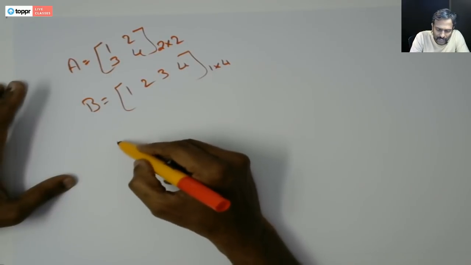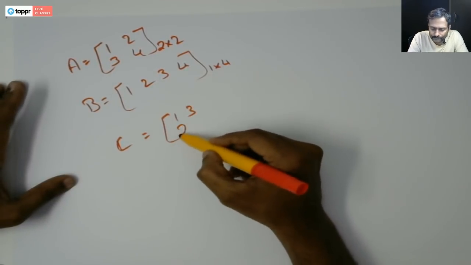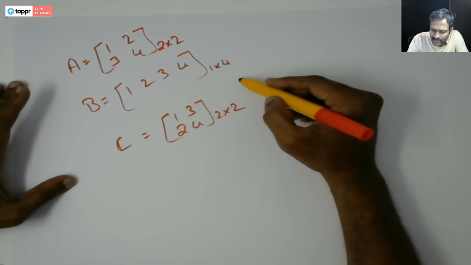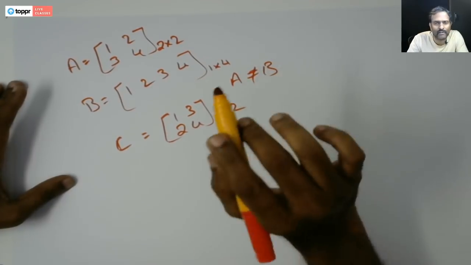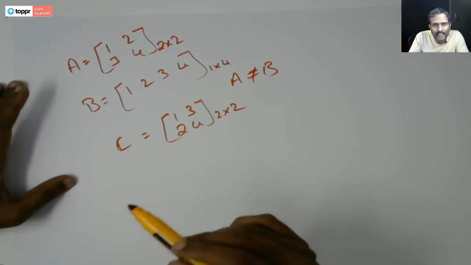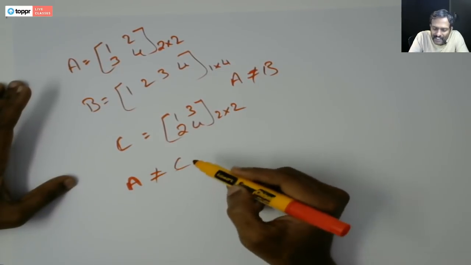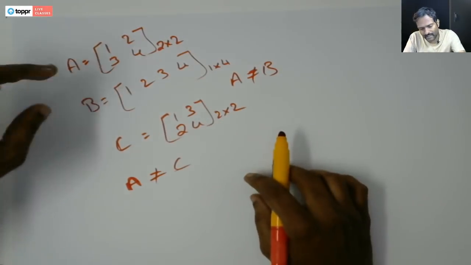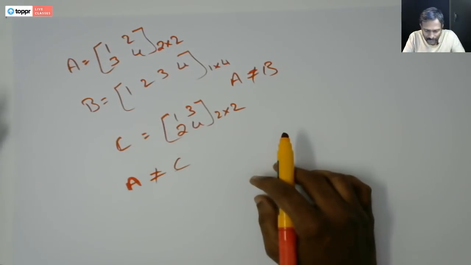Now suppose I have one more matrix C, which is 1, 3 and 2, 4. Here also the order is 2. In the first case we concluded that A is not equal to B as the orders are not equal. In the second case, A is not equal to C, even though they have the same order and the elements are also the same. The elements are the same, 1, 2, 3, 4, but in different locations.